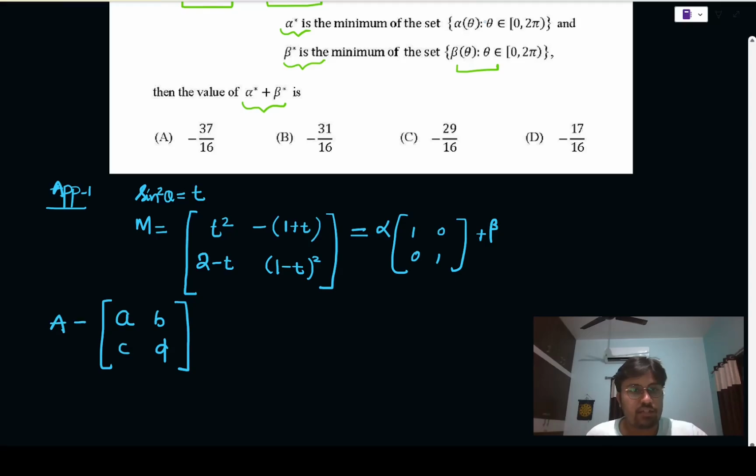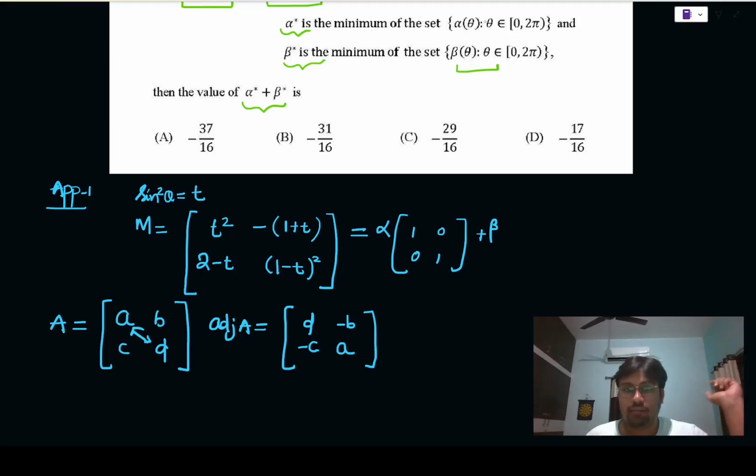So let's say A was this, then the adjoint of A for a 2 by 2 matrix would be D, A, minus B and minus C. So we flip these elements on the main diagonal and we multiply the elements on the other diagonal by minus 1. And you can apply the standard rules to calculate the adjoint of a matrix and convince yourself that indeed for a 2 by 2 matrix which has elements A, B, C, D, the adjoint would look like this.